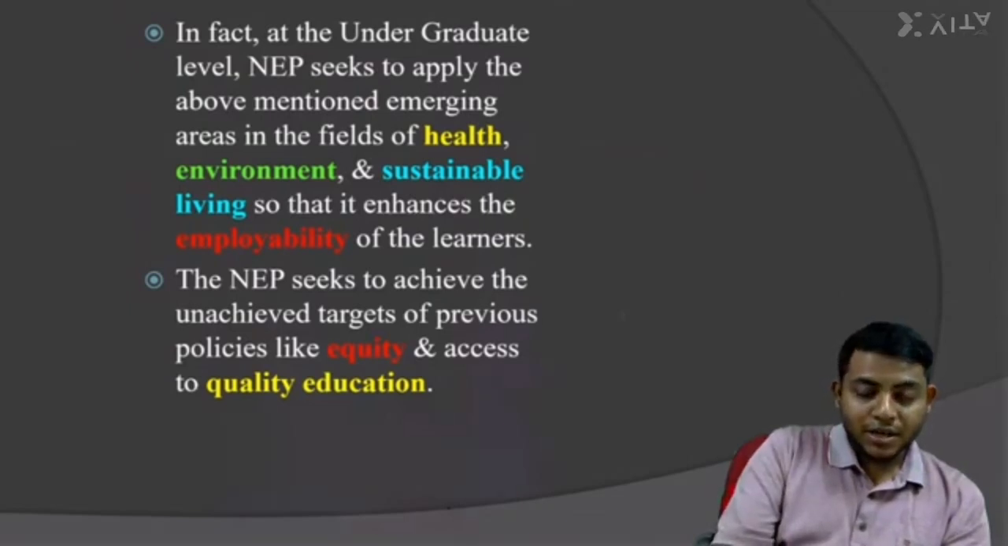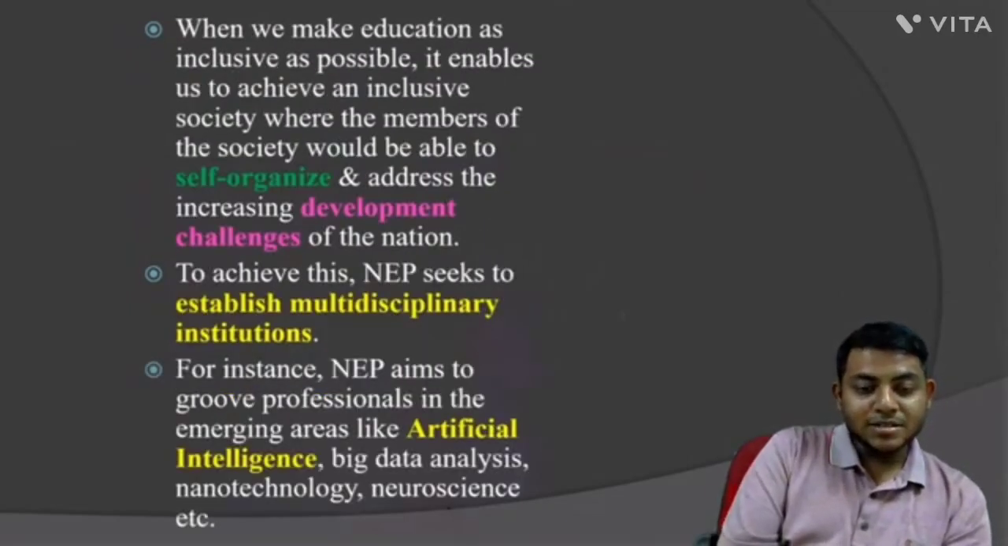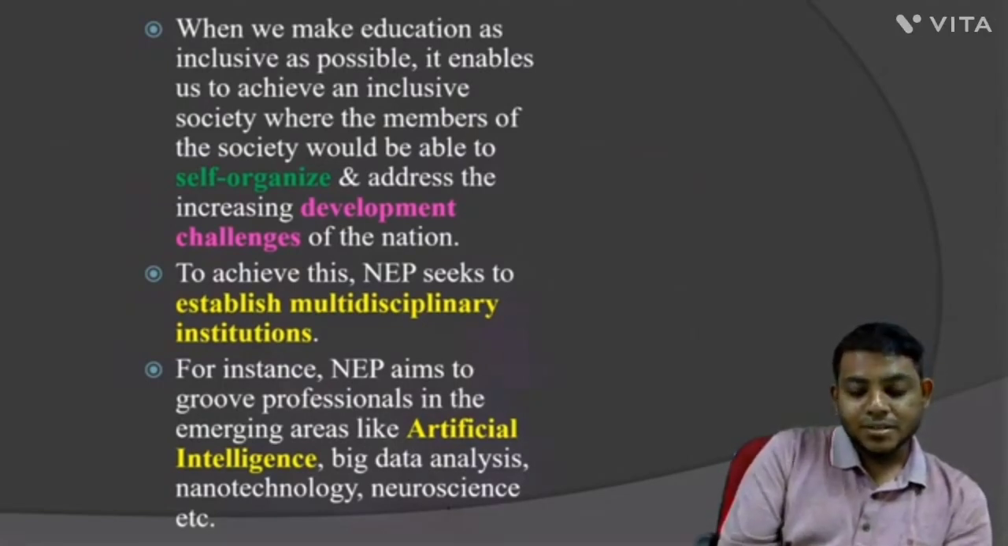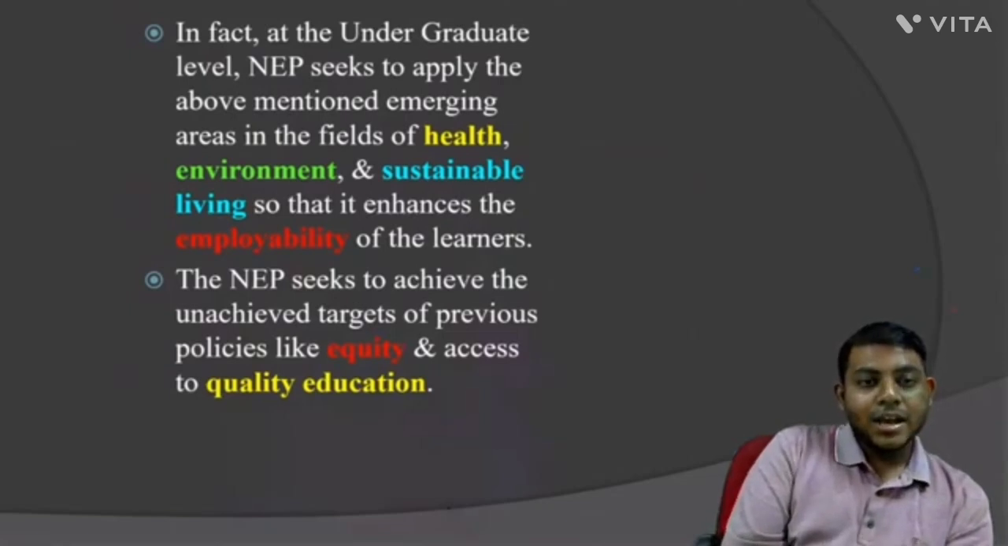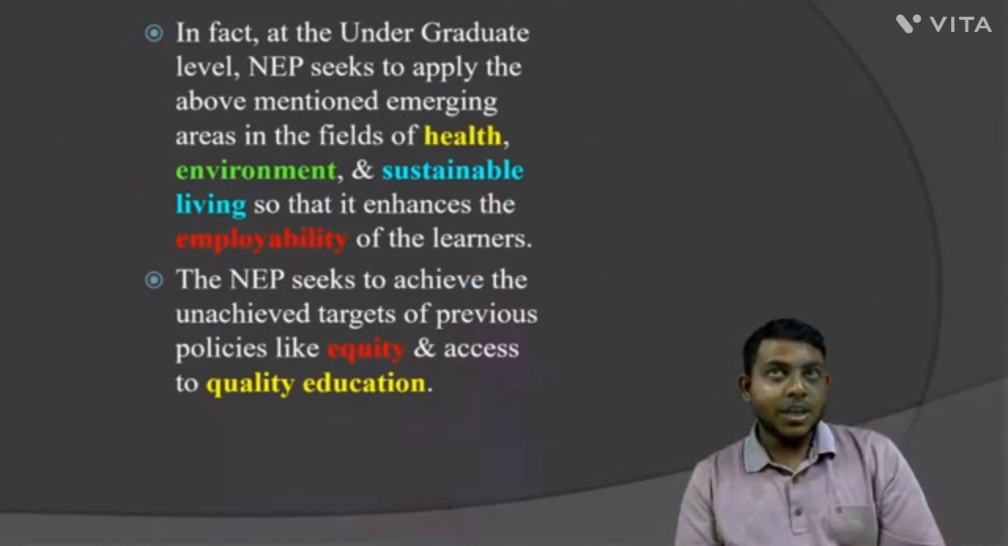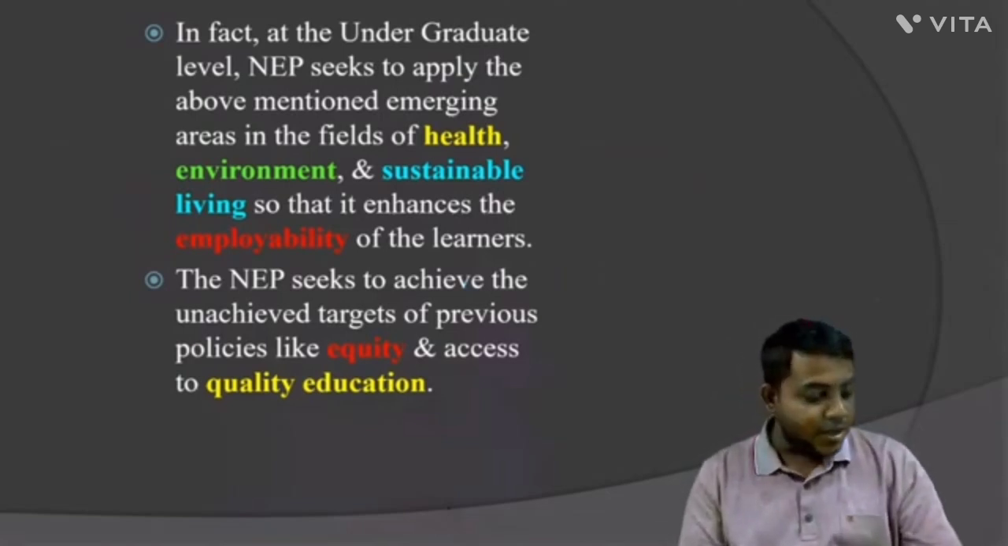So, the National Education Policy aims to enhance and groom professionals in emerging areas like IT, information technology, space, computer, robotics, biotechnology, nanotechnology, artificial intelligence, big data analysis, neuroscience. And at the undergraduate level, the National Education Policy seeks to apply the above mentioned emerging areas in the fields of health, environment, and sustainable living, so that it enhances the employability of the learners.